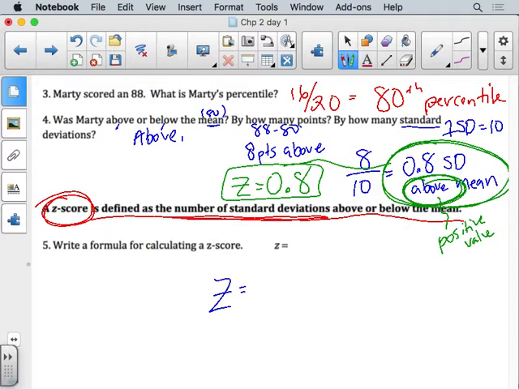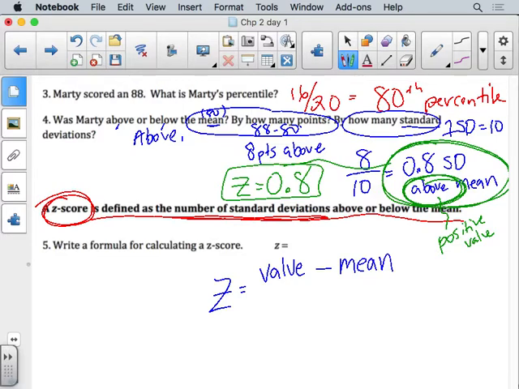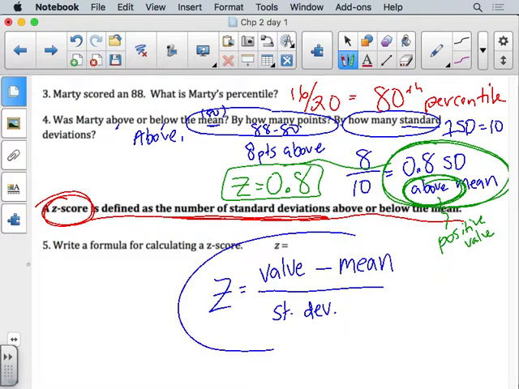So my z-score, the first thing we did was we got how many points we were from the mean. So what we did is we took our value and we subtracted the mean. And then we took by how many standard deviations, and I did that by dividing by the standard deviation. So a z-score is the value minus the mean over the standard deviation.